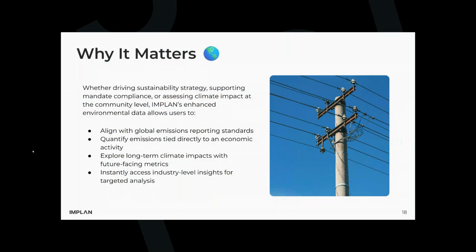So why does this matter? Whether you're driving sustainability strategy or supporting a mandate compliance or assessing climate impacts on the community level, IMPLAN's enhanced environmental data is going to allow you to align with global emission reporting standards, quantify emissions tied directly to an economic activity, explore long-term climate impacts with future-facing metrics, as we saw with the global warming potentials going out 100 years, even 1,000 years, and you can instantly access industry-level insights for targeted analyses.